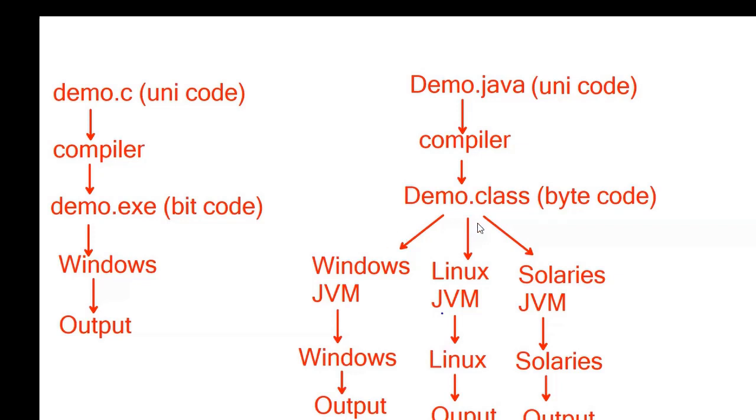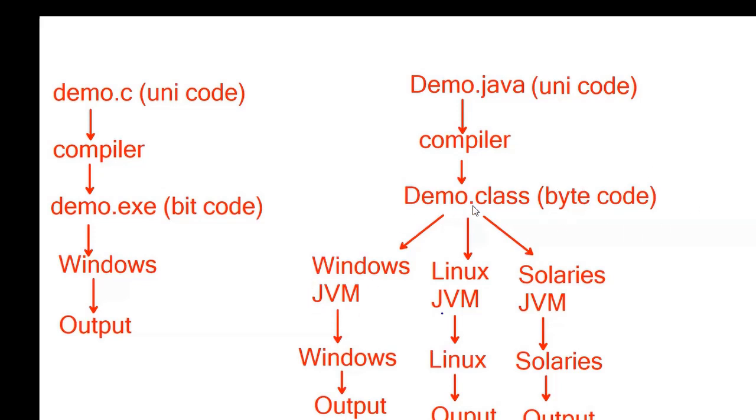How many JVMs are there? Many JVMs. For every operating system there is one JVM. One JVM for Windows, one more for Linux, one more for Solaris, and a separate JVM for macOS too. Bytecode we don't know, and Windows doesn't know it either, but the JVM knows this bytecode very well. For that purpose, the compiler generates bytecode in the JVM-understandable format.